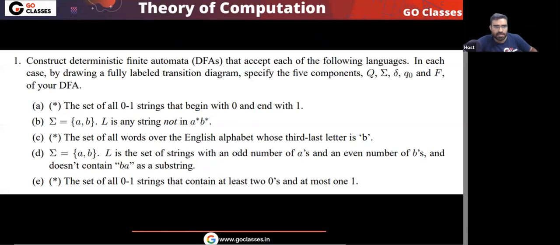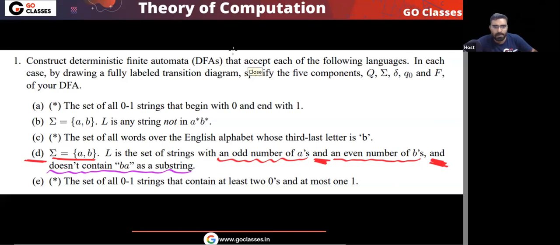The next question is quite interesting. See this. The question is saying that sigma equals A, B. This is your alphabet. L is the set of all strings with an odd number of A's and an even number of B's and doesn't contain BA as a substring. What does this line mean?